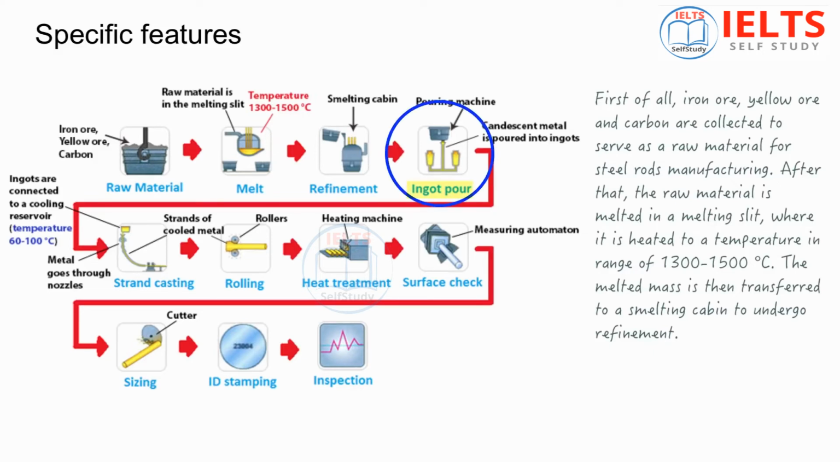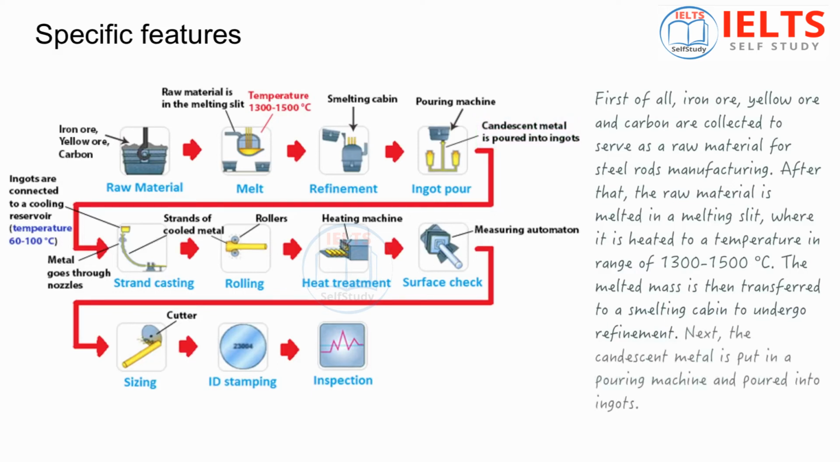Then comes the fourth stage. It's called ingot pour. The picture shows a pouring machine that pours some material into containers, and a short explanation says, "Condensed metal is poured into ingots." Using this information, I wrote such a sentence. Next, the condensed metal is put in a pouring machine and poured into ingots. And that's all with our first paragraph for specific features.